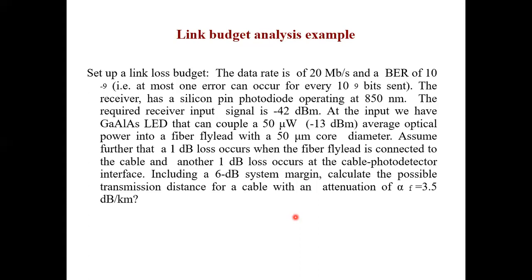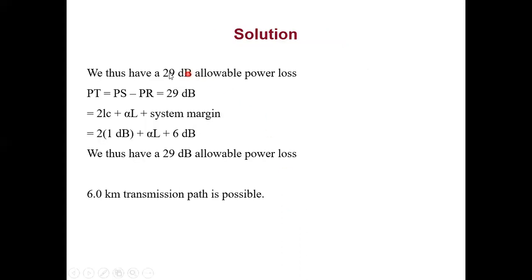Anybody? So we have PT, which is PS minus PR. If you calculate PS minus PR, you have 29 dB. So 29 dB is my allowed loss. No, Nilesh, where did 63 come from?